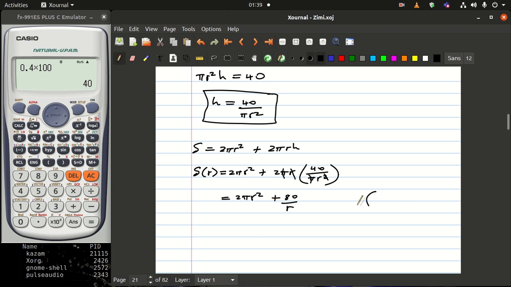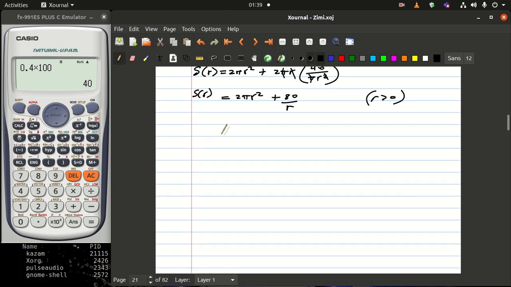So we know that the domain of this function here, our r must be bigger than 0, because that cannot happen. Now this one is going to be maximum when S'(r), the first derivative, is equal to 0. That's what we know. So basically, what is the first derivative of this thing? The first derivative of this is going to be this.